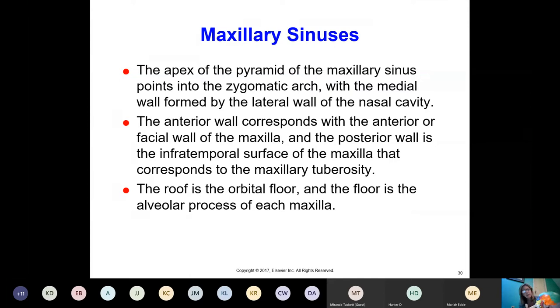So basically they're saying that the posterior wall is way back in here, like right back here. And the roof is the orbital floor, and the floor is the alveolar process. We talked about how the floor comes over the roots of the teeth, or the alveolar process. The roof of it is actually the floor of the orbit. Does everybody see that? So the top part of the sinus is the bottom part of the eye. And again, that's why a lot of times you'll even get pressure in your eyes when your sinuses are flared up.